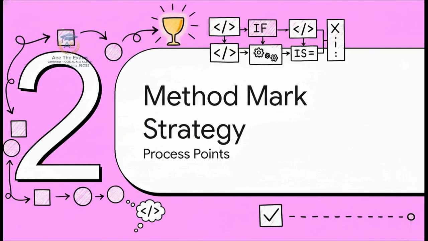Moving to Section 2, the method mark strategy. This is the procedural framework where you can actually rack up points just for showing your analytical process. Have you ever written code that didn't perfectly compile in your head, but you still needed points for the logic? Method marks are awarded for the journey, the algorithmic thinking, and the step-by-step breakdown of the problem. You don't just get graded on the final answer.